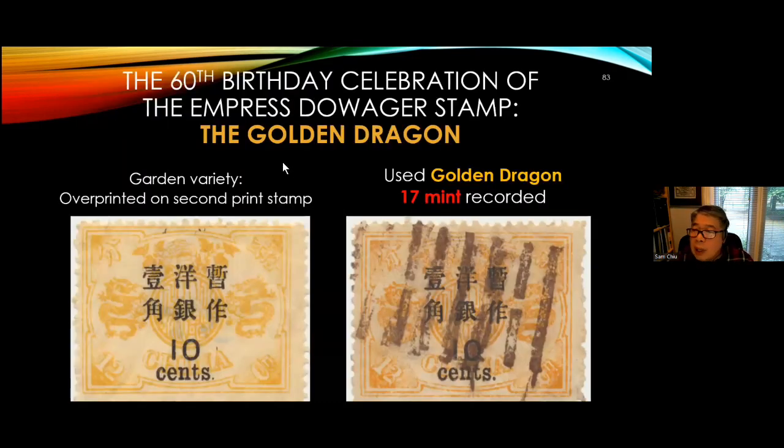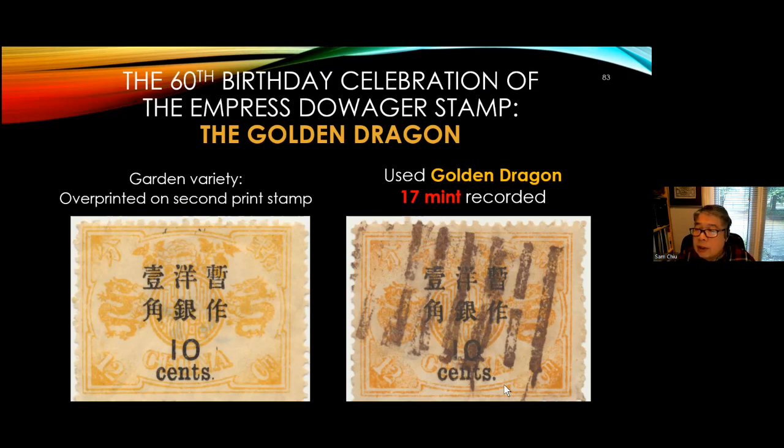So we talk about marketing. Some very smart dealers came up with big names. Chinese love big names in collecting. Oh, this is the golden dragon variety. Take a look at the difference in color. All this was the basic stamp that was issued, and then all of a sudden, it went from the Mandarin to cents.